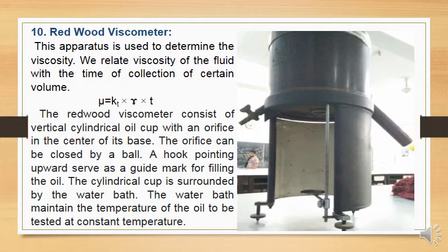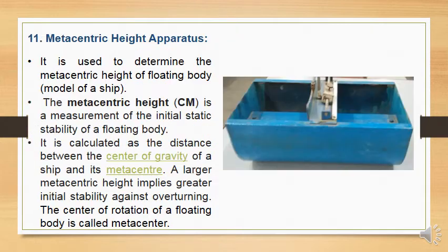And whatever you are going to do, actually the flow is going to be determined. The collection in the cup of this particular oil or liquid is going to be determined with respect to time. The stopwatch is started, and the time is noted down. Then you have the density, and you have a certain constant KT. We will discuss later, when we perform this experiment, what this KT is, and finally you are going to determine the viscosity of this fluid by using this Redwood viscometer.